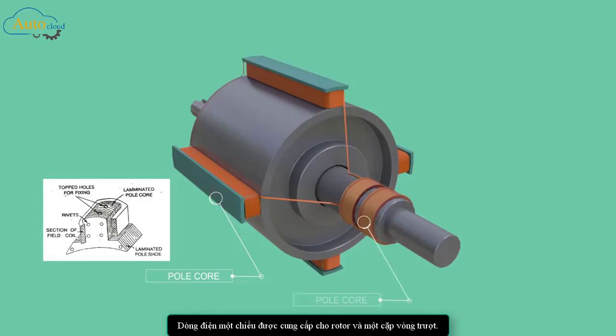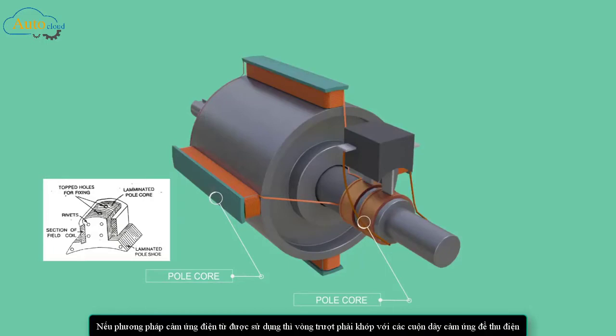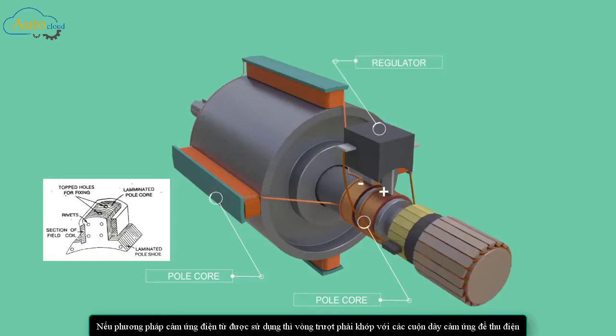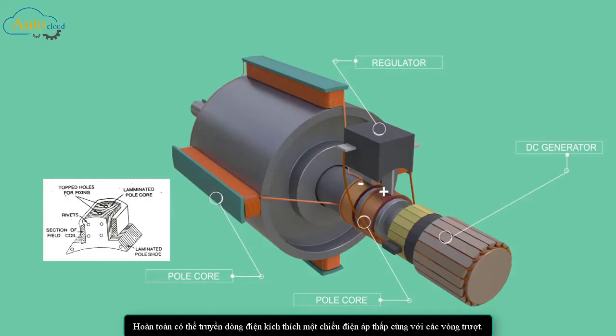DC current is supplied to rotor, with a pair of slip rings. This is the reason why a rotating magnetic field approach is used in alternator. If rotating coil method were used, slip rings have to fit it along with the armature coils in order to collect electricity. But transferring such high voltage electricity with slip ring is rather impractical. It is quite possible to transfer low voltage DC excite current with slip rings.